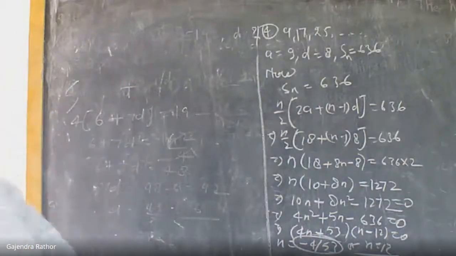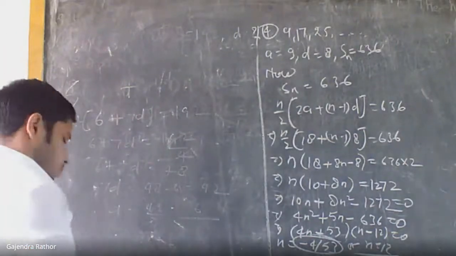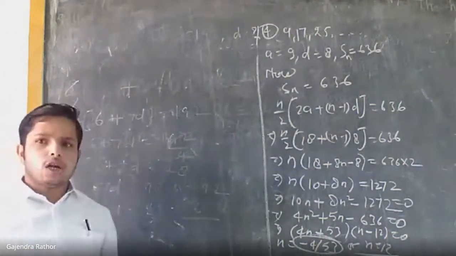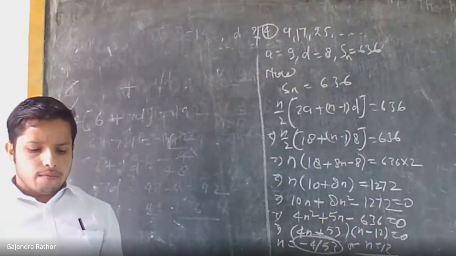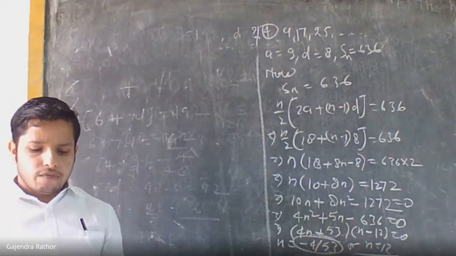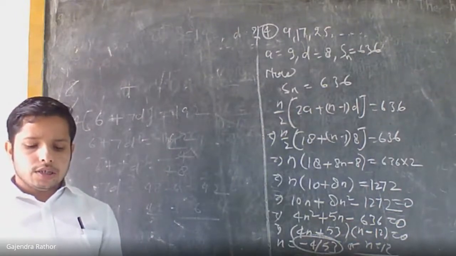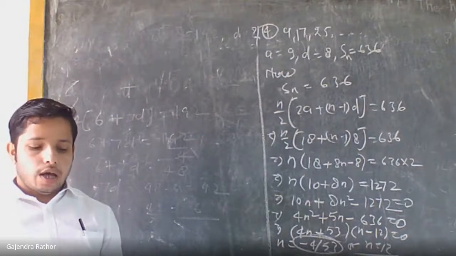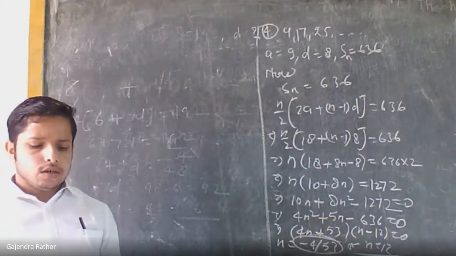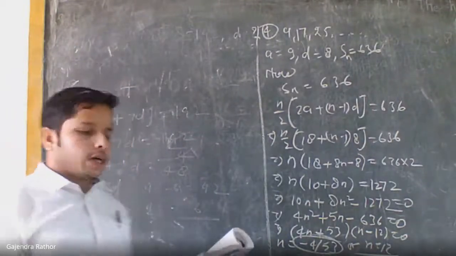Let's continue. Question number 5. The first term of an AP is 5, the last term is 45, and the sum is 400. Find the number of terms and the common difference. So in this question, three values are given.